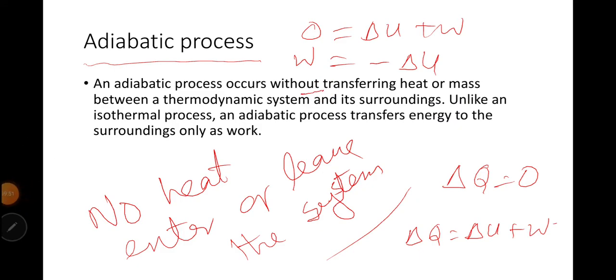So in an adiabatic process, del U is equal to minus W. This means that if a system does work, then in an adiabatic process the work is done at the cost of the internal energy of the system. So there is a drop in temperature.